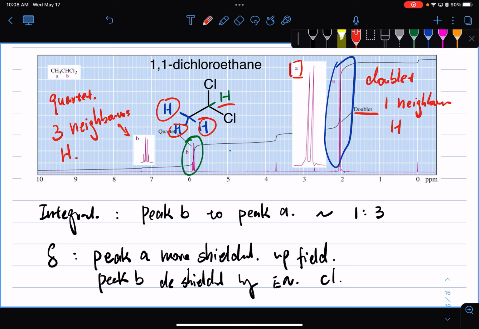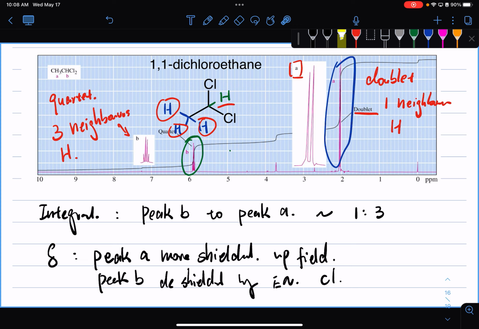Yes? Just to clarify, is the short peak the H attached to the 2 COs? This one? Yeah, this one is the green peak. That's the green one. It's a hydrogen attached to the carbon with 2 chlorines. Are the 3 neighbors a carbon and 2 chlorines?